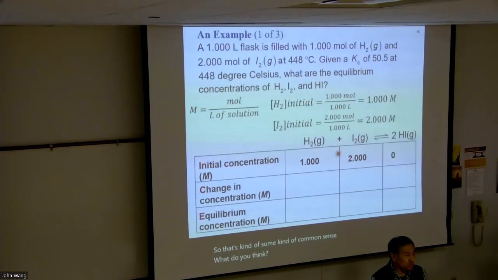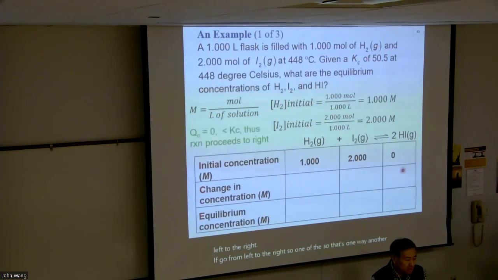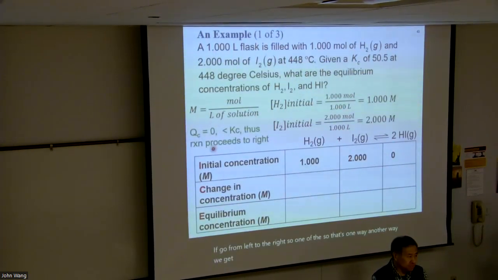What do you think? You are starting with only zero product. Can you go from the right to the left? If you don't have product, no. So to get to equilibrium, it passes from left to right. The only way we can decide is to compare Q with K. If Q is less than K, then we know the reaction will go from left to right.